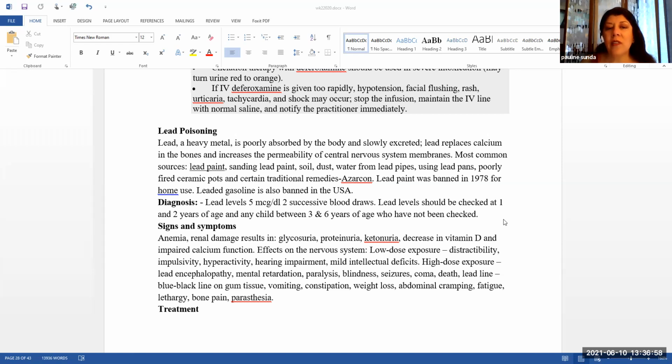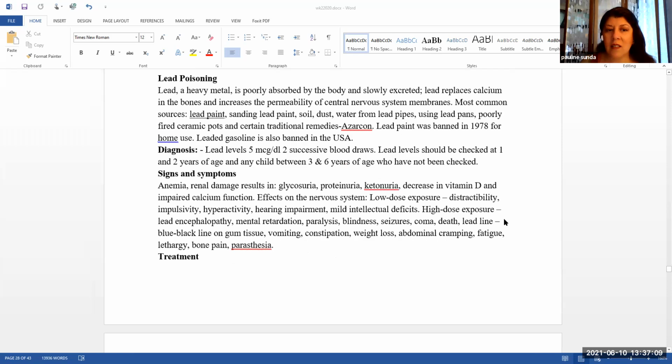Diagnosis: lead levels of 5 micrograms per deciliter on 2 consecutive blood draws. Lead levels should be checked at 1 and 2 years of age and any child between 3 to 5 years of age who has not been checked.